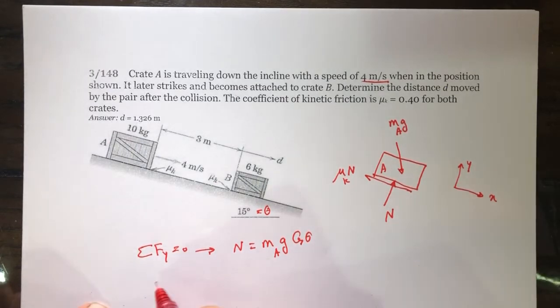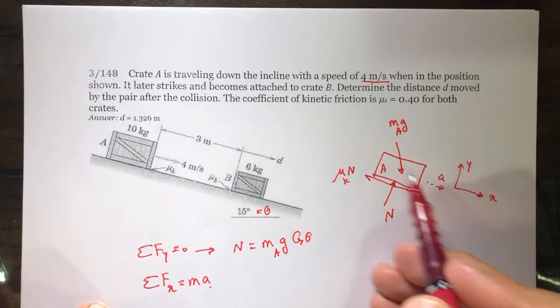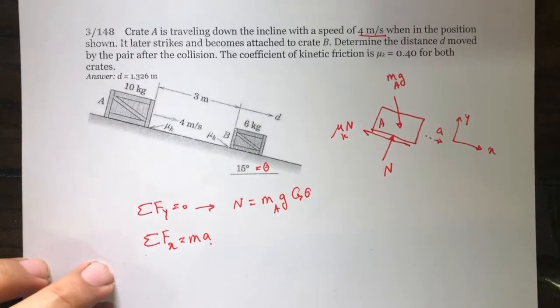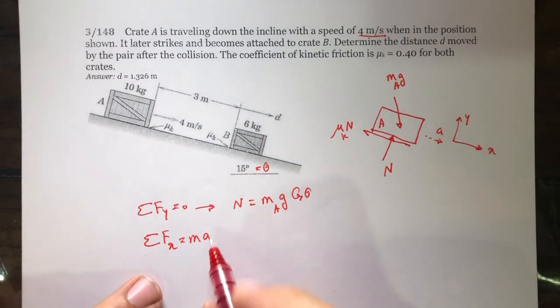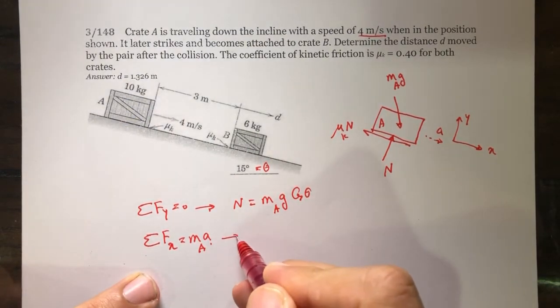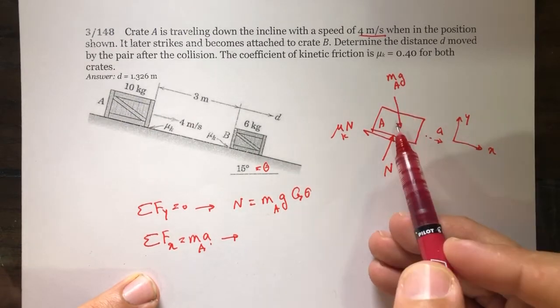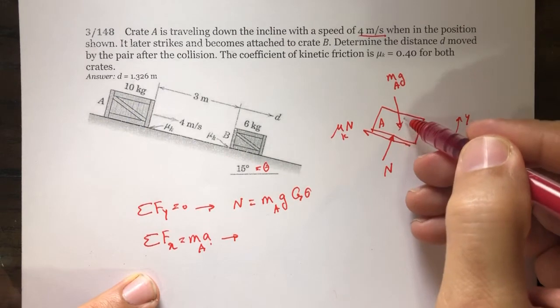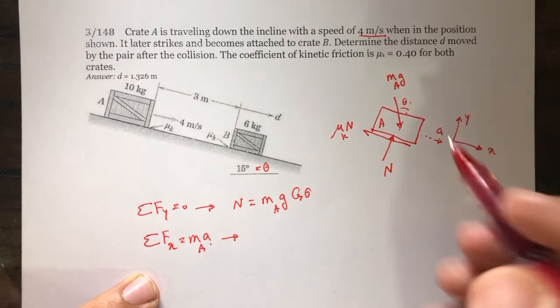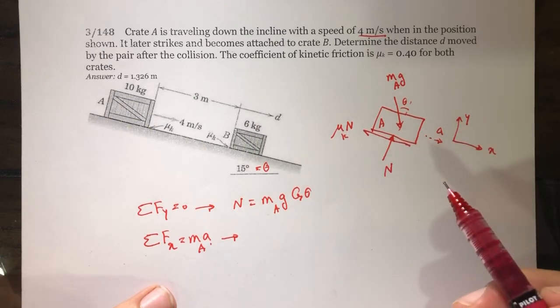And then sum of the forces in the x direction is going to be mass times acceleration in the x direction, which is going to be the total acceleration because it is moving just in the x direction. So sum of the forces in the x direction is equal to mass of the box times acceleration. And in the x direction, the forces are mg times sine of theta. This angle is going to be theta. And also mu k times N in the negative direction.